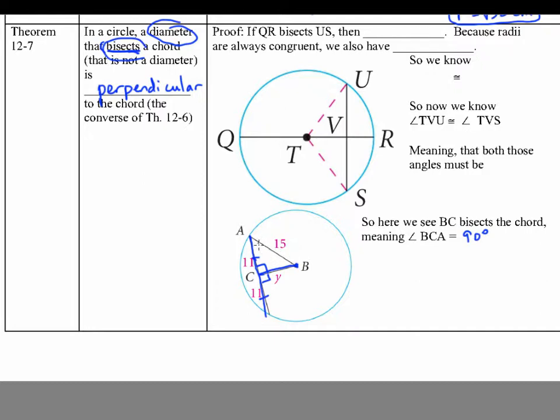Okay, so how can we solve for y? Again, we could use the Pythagorean theorem to look here and use this triangle here. We could say a squared plus b squared equals c squared.